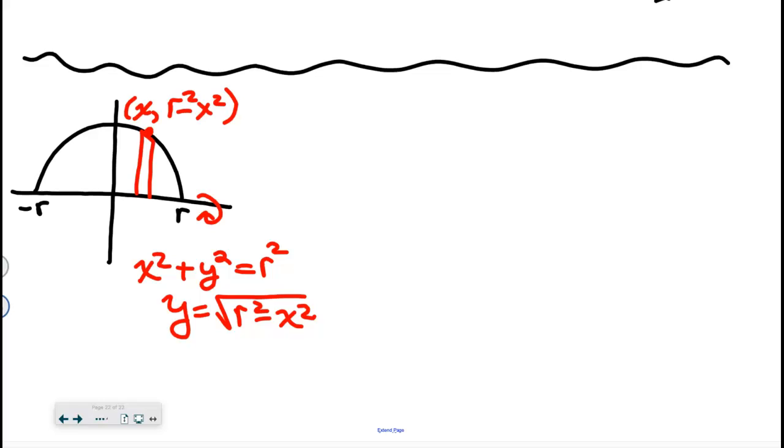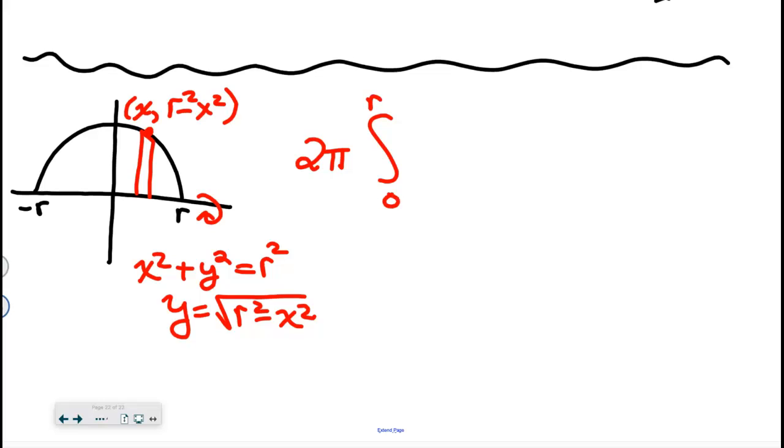Okay. So when I go and do my formula, 2 pi from, I'm going to go 0 to r. I'm only going to do a quarter of it and get half of the surface area. So I'm going to go from 0 to r.